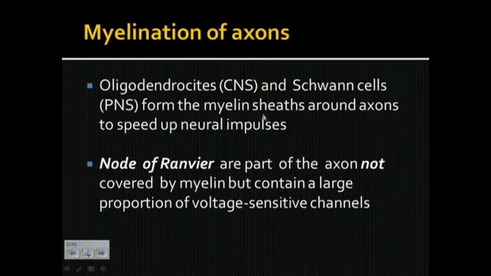So the purpose of it, as we mentioned before, is to speed up the neural impulses in the axons. And you have these pockets where it's myelinated, and then an area where it's unmyelinated, and it kind of alternates back and forth between these two things along the axon. And the unmyelinated areas are called nodes of Ranvier, and they are not myelinated, but they have all your voltage sensitive channels, so your ion channels that are responsible and important in generating action potentials.